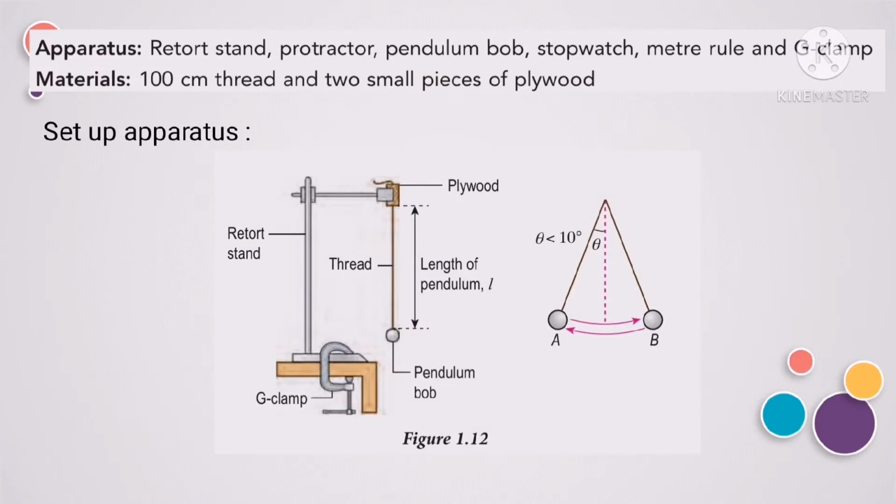Now let's look at this slide here. The apparatus that you will need is a retort stand, protractor, pendulum bob, stopwatch, meter rule, and G-clamp. The materials that you are going to use are 100 centimeter thread and 2 small pieces of plywood. So this is the setup apparatus.